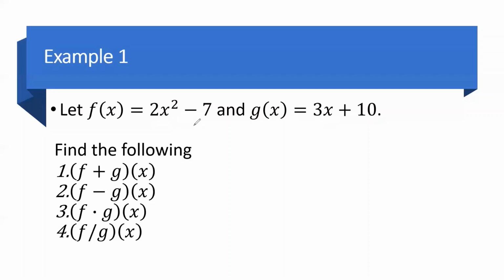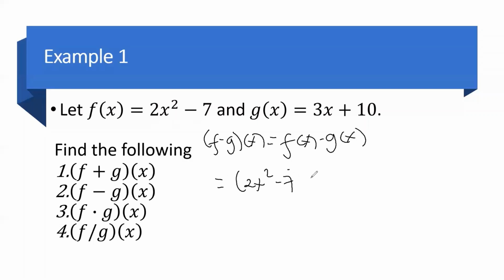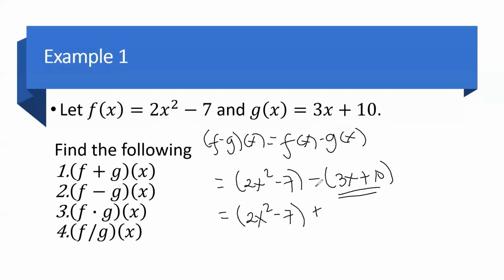Now let's have number 2. Number 2 is f minus g of x, which is equal to f of x minus g of x. So f of x is equal to 2x squared minus 7, minus 3x plus 10. Now for subtraction, we're going to change the sign of the subtrahend, then proceed to addition. So this becomes 2x squared, just copy, minus 7. Again, minus becomes addition, then change the sign of the subtrahend. This becomes minus 3x minus 10.